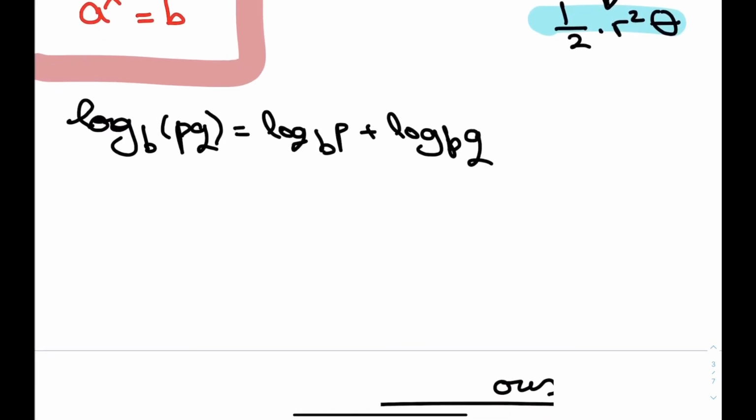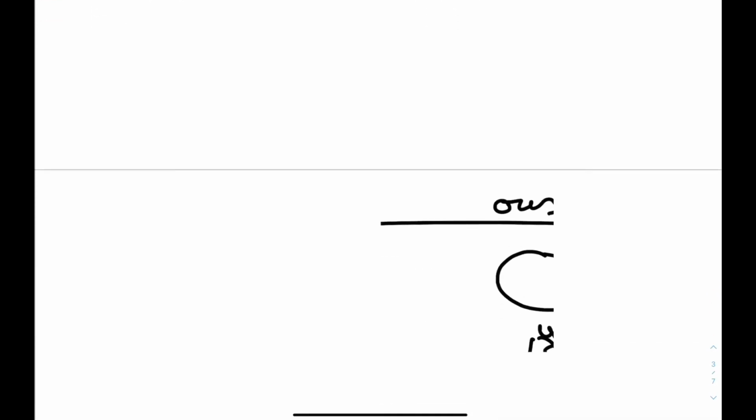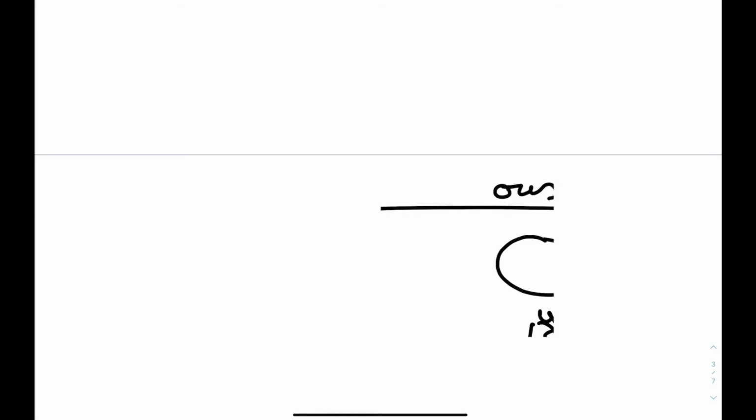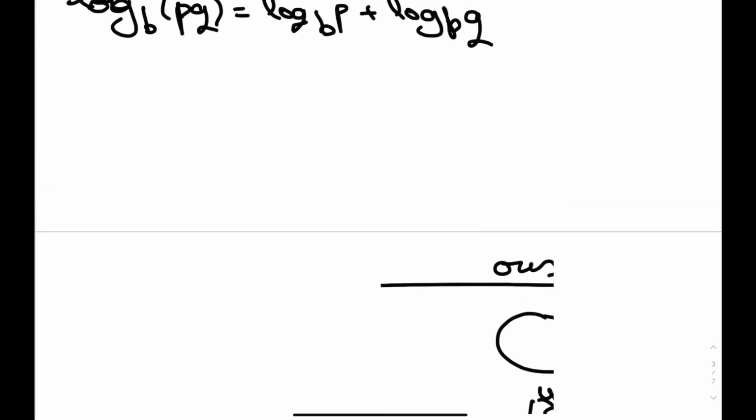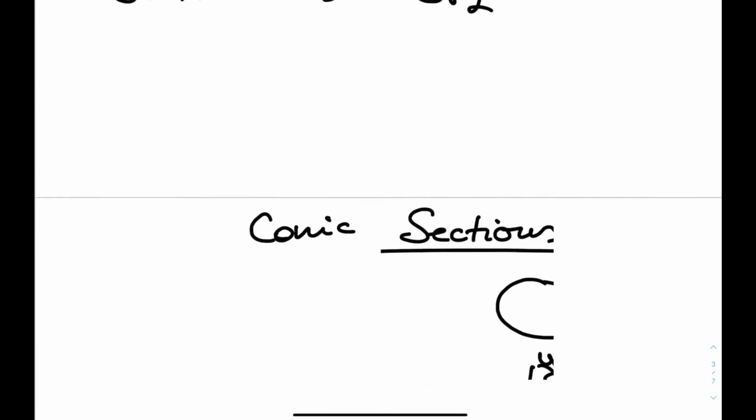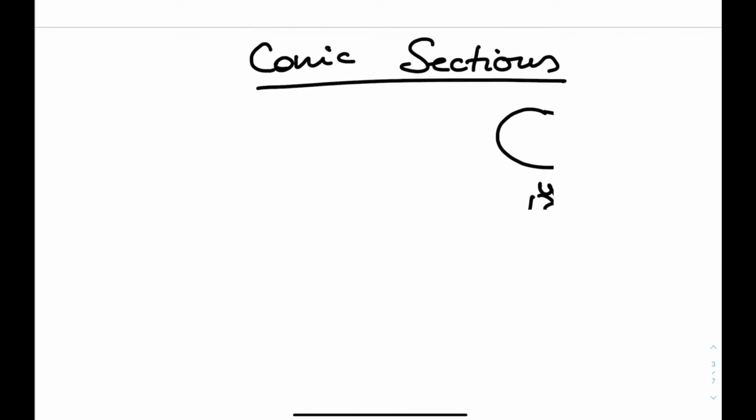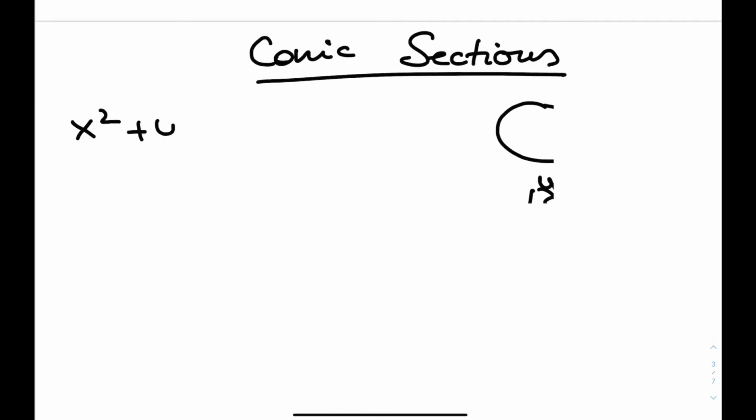Alright, now let's go to the conic sections. This one is the trickiest one, but it's very easy actually. So, conic sections. Okay, first we will talk about the standard equation of a circle, which is x squared plus y squared equals to r squared. R is the radius.